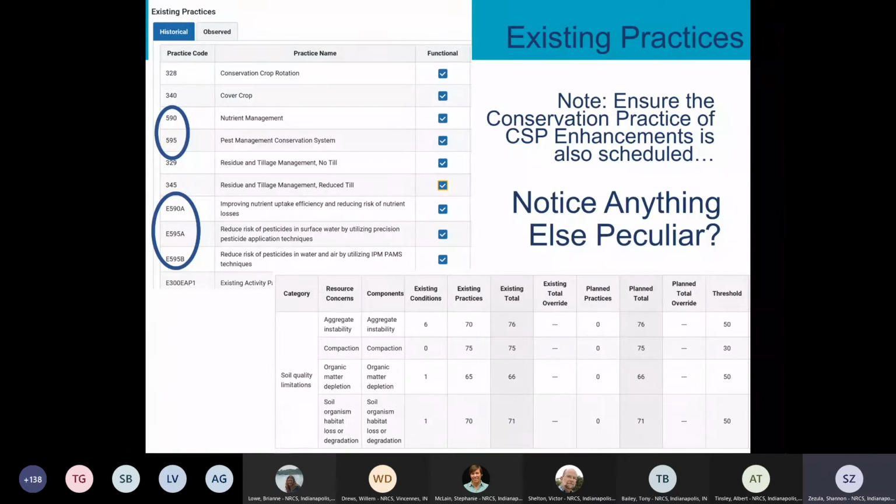But I do want you to study that table in the upper left. Tell me if anything looks peculiar to anybody on that list of historical existing practices. Shout it out or chat it up.